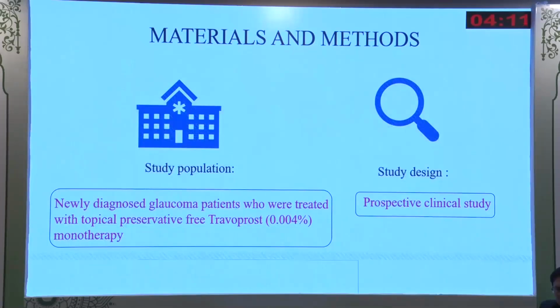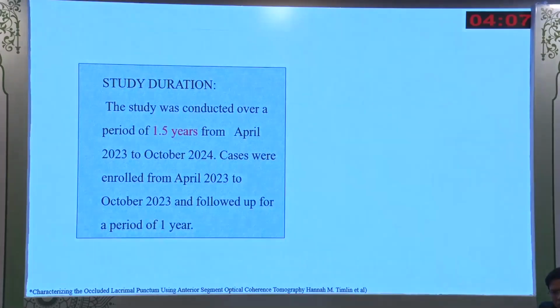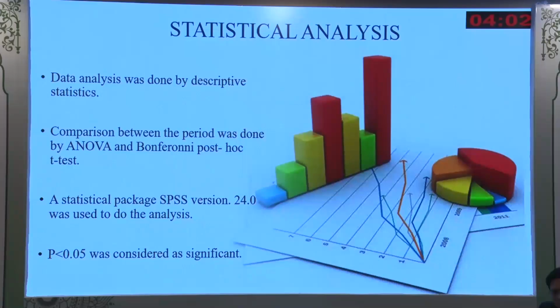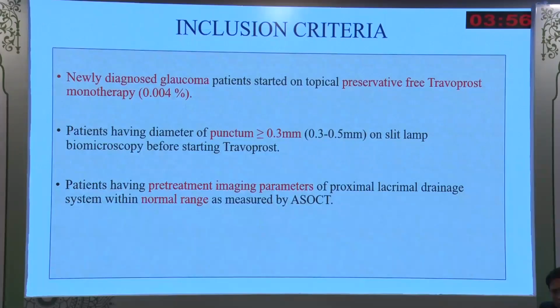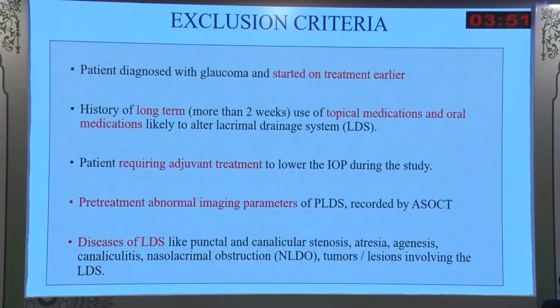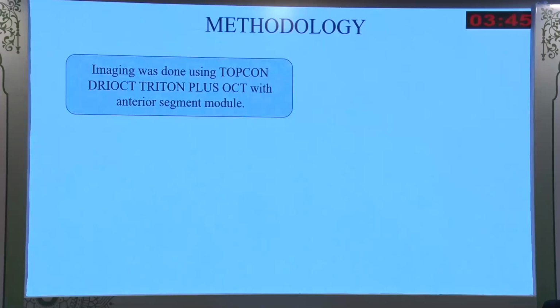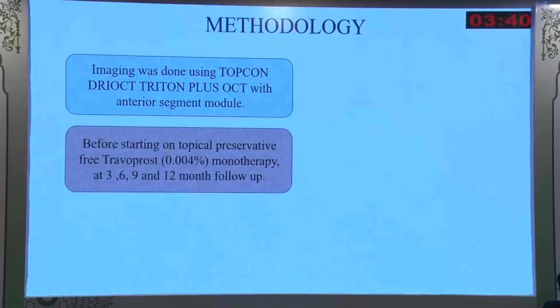All newly diagnosed patients on monotherapy were included, and this was a prospective study conducted for 1.5 years. My sample size was 30 eyes. Comparison was done by ANOVA and Bonferroni post hoc t-test, and a p-value less than 0.05 was considered significant. All patients with normal punctal diameters were included in the study, and patients requiring any adjuvant treatment or lid disorders were excluded. Imaging was done using the Topcon DRI OCT Triton Plus OCT with anterior segment module.